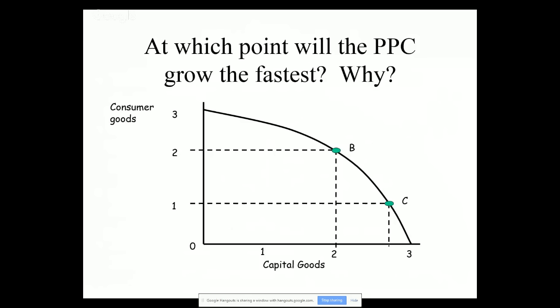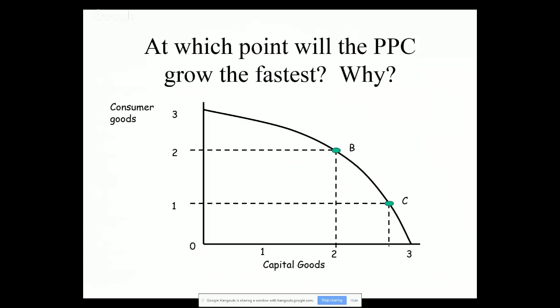So this is the last thing that we're going to look at today. And this is asking, at which point will the production possibility curve grow the fastest? When I talk about grow the fastest, what I mean is shifting to the right. The first thing you should notice is that I changed the axis labels. On your y-axis, I have consumer goods. On the x-axis, I have capital goods.